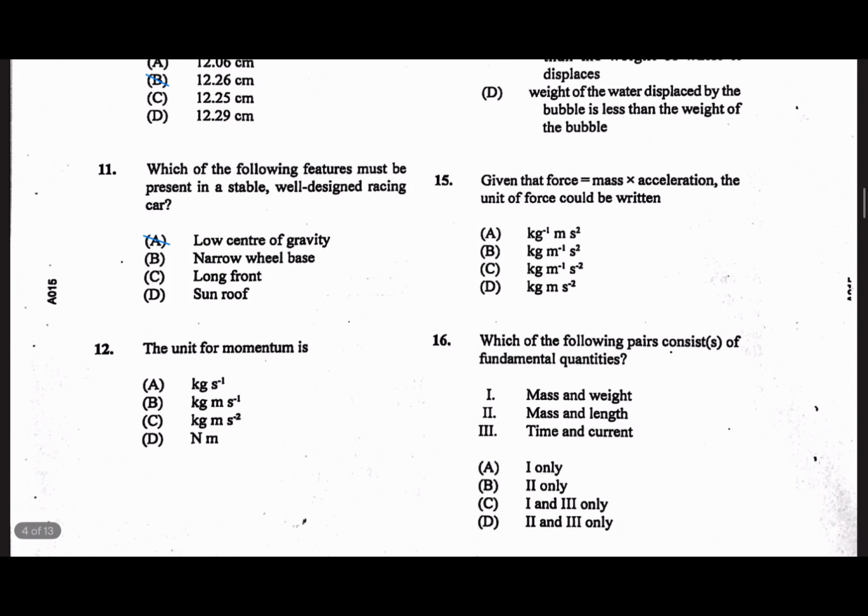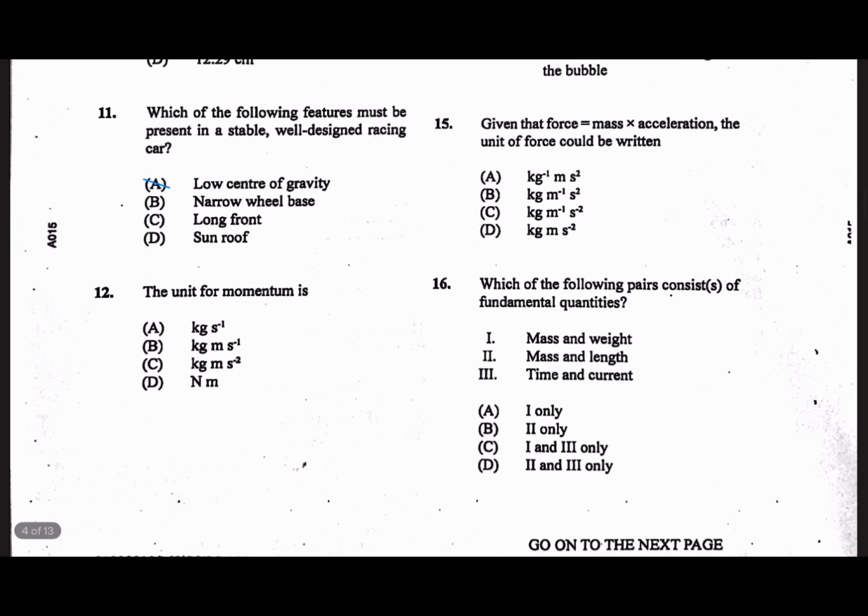Question 12. The unit for momentum is, so the formula for momentum is mass times velocity. The SI unit for mass is kg, and the SI unit for velocity is meters per second, or ms minus 1. So your unit is kg ms minus 1, so that's B. That's what momentum is.